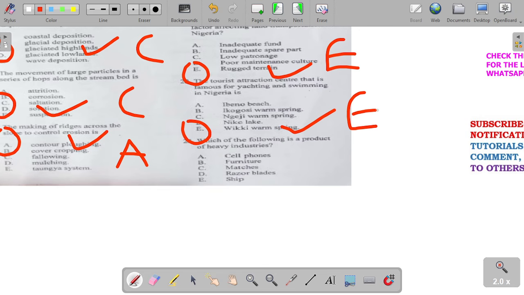23. Which of the following is a product of heavy industry? Cell phone, furniture, matches, ships. Yeah, answer is E.